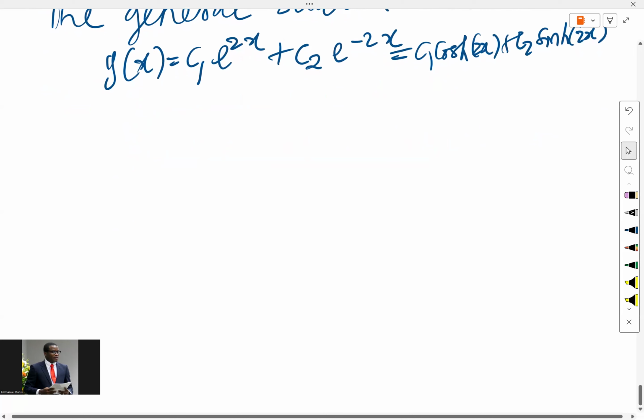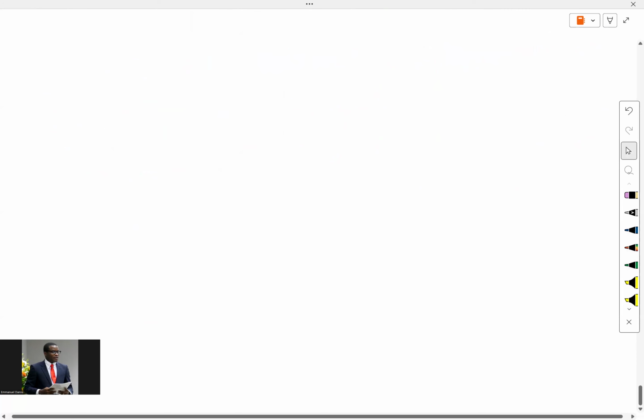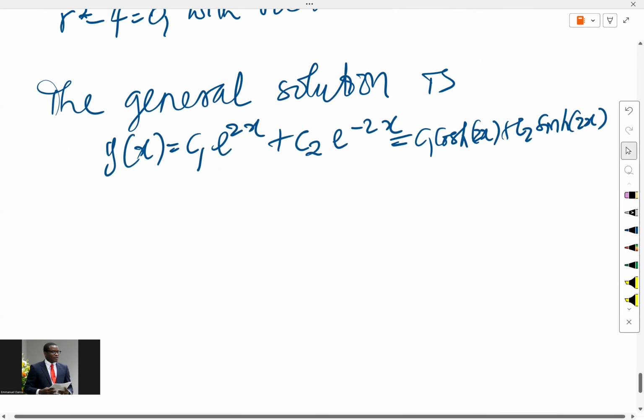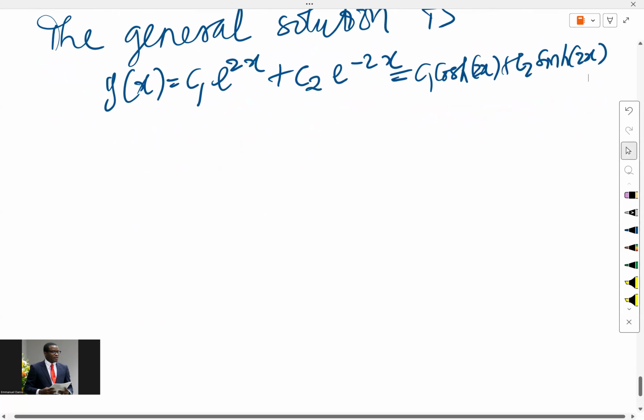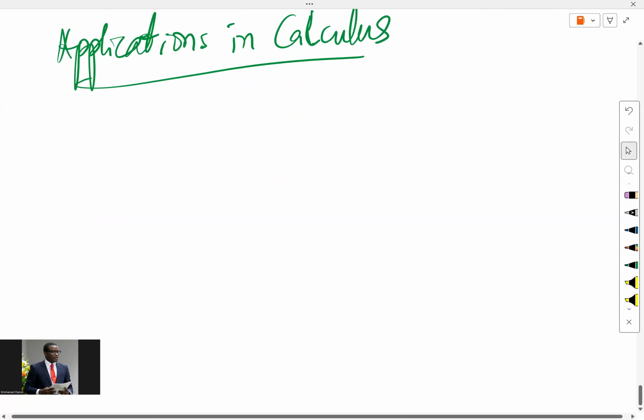So finally, let's talk about applications in calculus, applications of derivatives and integrals of hyperbolic functions. Okay, we have a couple of them. Hyperbolic functions have various applications in calculus and related fields. The first one is arc length. So if you want to find the length of an arc, hyperbolic functions can be really useful.